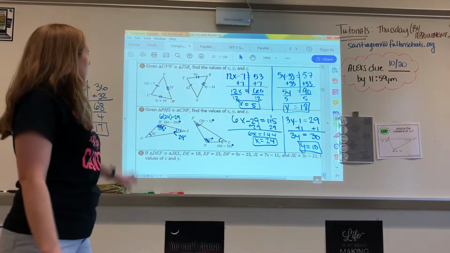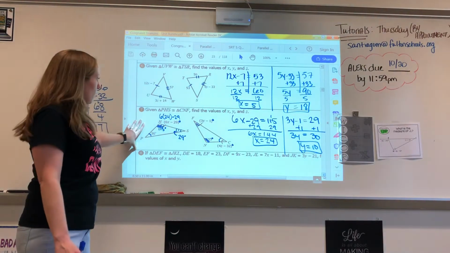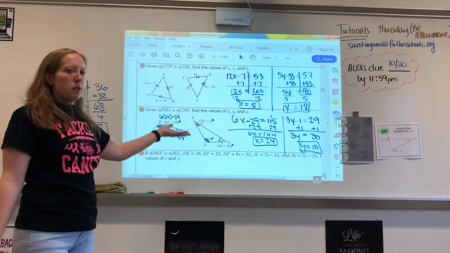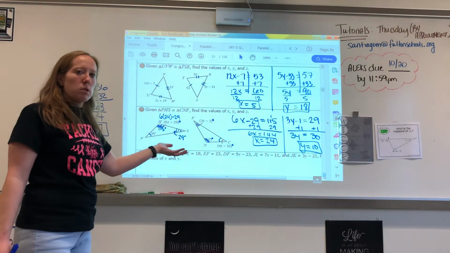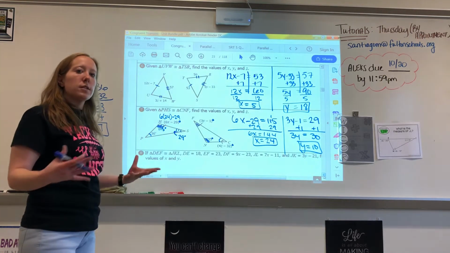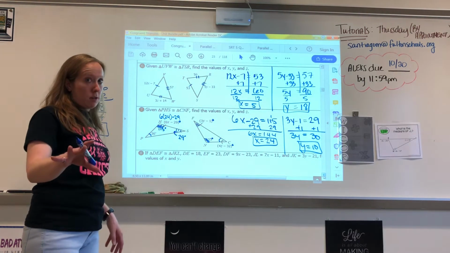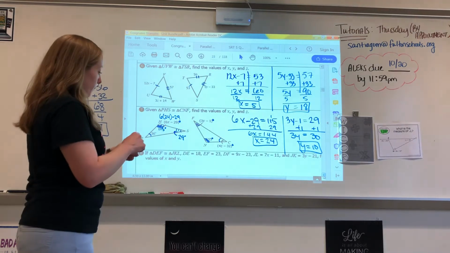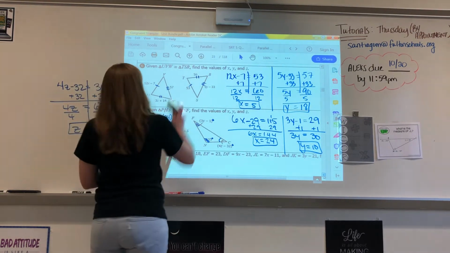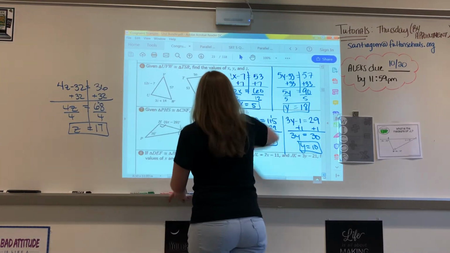Okay? 6 was about sides, 7 was about angles, but notice we always set them equal to each other, because congruency means they're all congruent, all the same measure. The corresponding angles and sides are the same measure. Okay, let's look at one more.